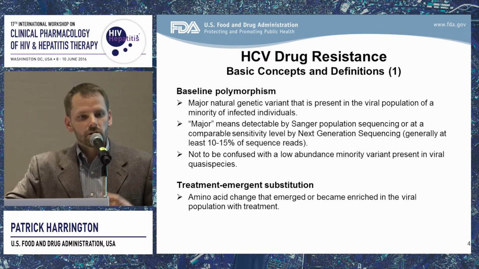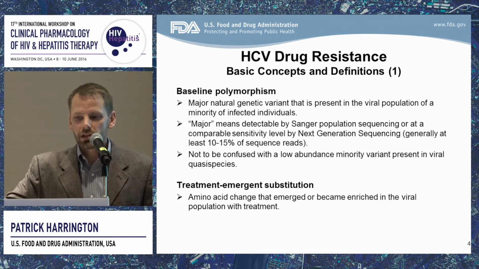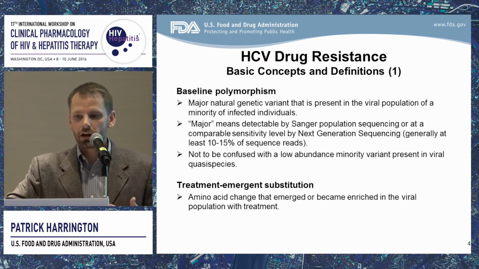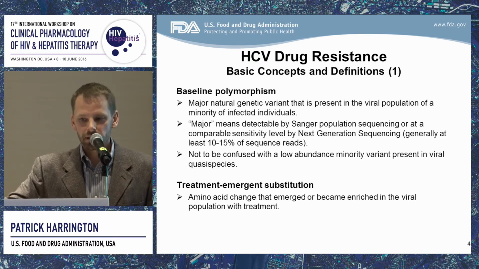And then when I talk about a treatment emergent substitution, this is an amino acid change that emerged or became enriched in the viral population with treatment in somebody who did not achieve SVR. And you'll hear the term RAV quite a bit in a lot of talks. How I would define RAV is more of a catch-all term, and this could refer to a baseline polymorphism, it could refer to a treatment emergent substitution, it could refer to one of those lower level minority variants. But what I'm going to focus on primarily are the major natural genetic variants that are quite predominant in the viral population.